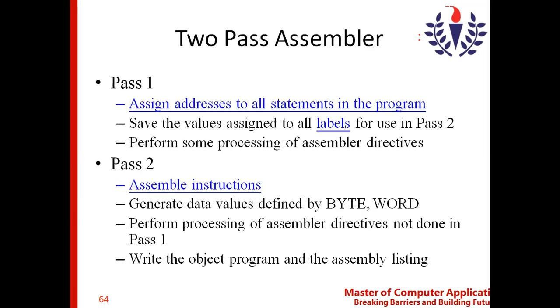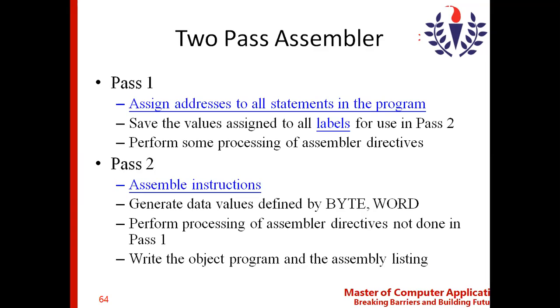What is happening in pass 1 is, it assigns addresses to all the statements. That is what we have already discussed, how the assembler assigns an address to each and every statement in the program. That is the important step to be taken by the assembler in pass 1. And it saves the values assigned to all the labels. For example, if RETADR is defined in line number 95, the address for that label has to be stored, for which we need to create a table. And this will be used in pass 2.